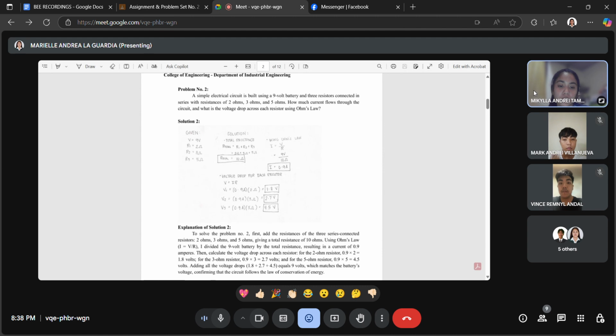For the 2 ohm resistor, 0.9 times 2 equals 1.8 volts. For the 3 ohm resistor, 0.9 times 3 equals 2.7 volts, and for the 5 ohm resistor, 0.9 times 5 equals 4.5 volts. Adding all the voltage drops, 1.8 plus 2.7 plus 4.5 equals 9 volts, which matches the battery's voltage, confirming that the circuit follows the law of conservation of energy.